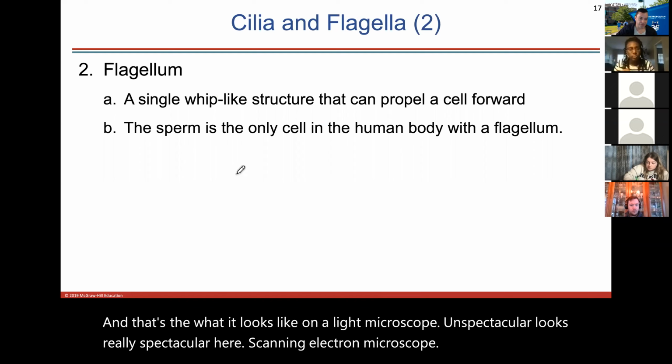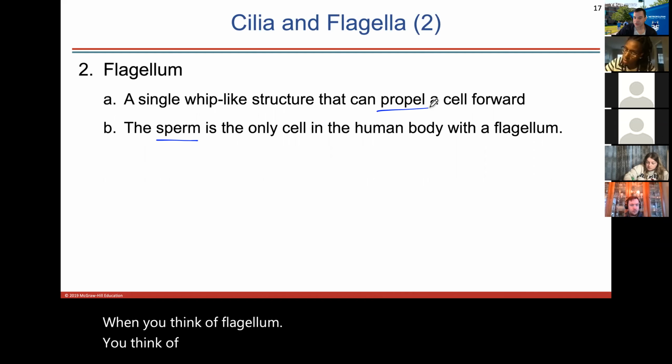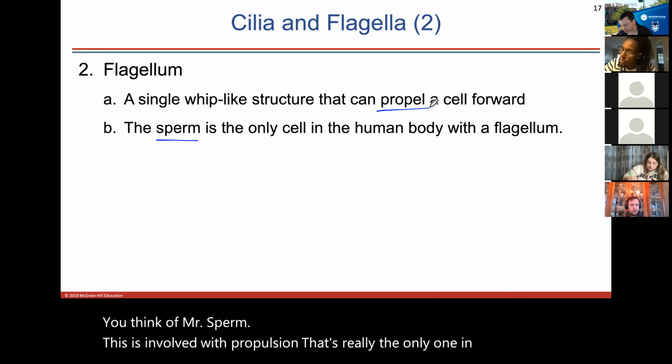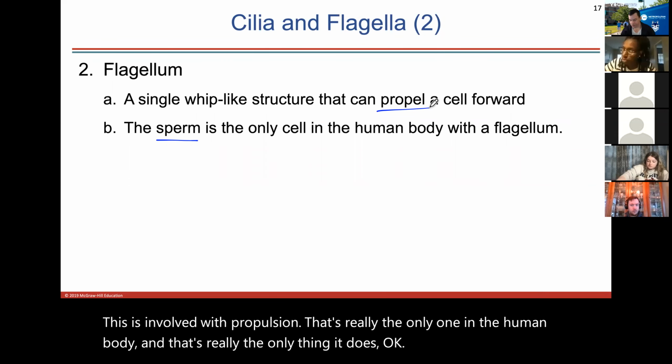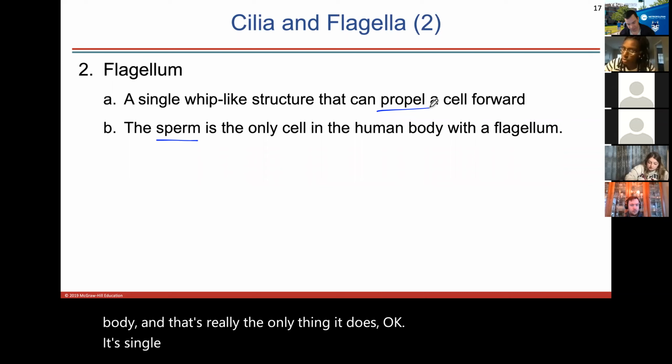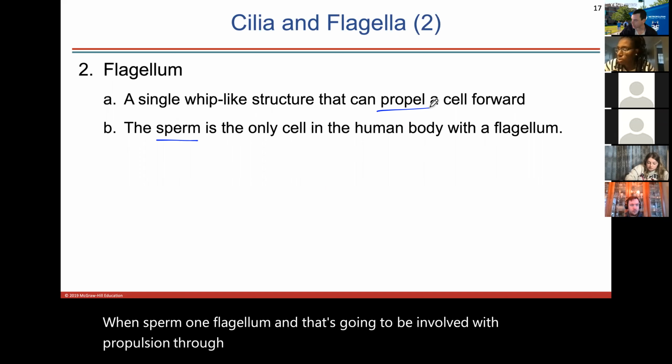When you think of flagellum, you think of Mr. Sperm. This is involved with propulsion. Okay? That's really the only one in the human body, and that's really the only thing it does. Okay? It's single, generally not a huge number of them. One sperm, one flagellum, and that's going to be involved with propulsion through that mine trap that is the female reproductive system. Okay?